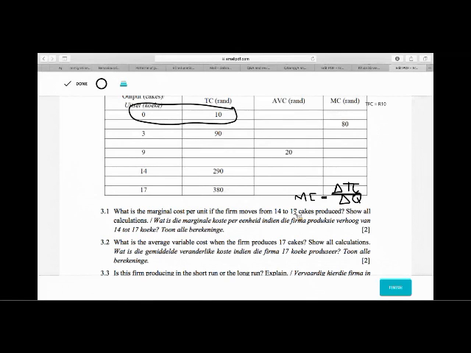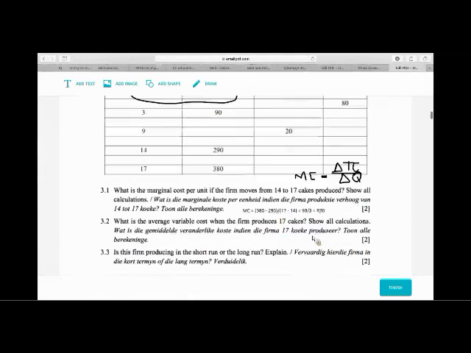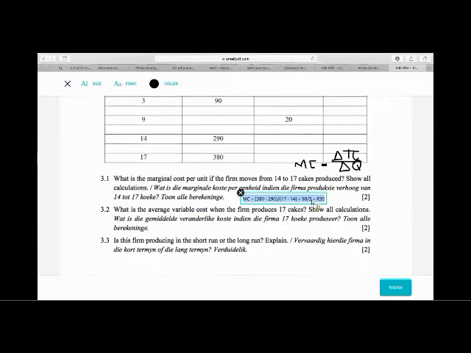So the values we need to use for quantity are 14 and 17. So we're increasing our quantity from 14 to 17 cakes. And when we increase our quantity from 14 to 17 cakes, we increase our cost from 290 to 380. So our change in total cost is 380 minus 290, and we divide that by our change in quantity, which is 17 minus 14. So what we end up getting is 90 over 3. So the marginal cost moving from the 14th to the 17th cake is 30 Rand. Okay, and these are the calculations they would want you to show.